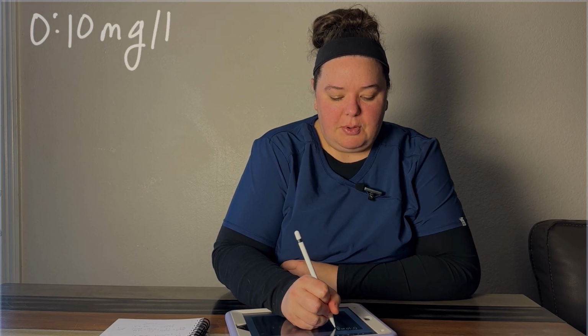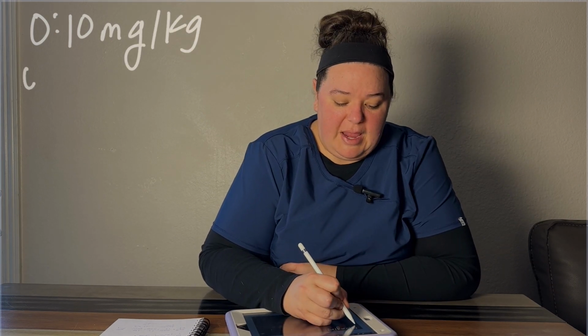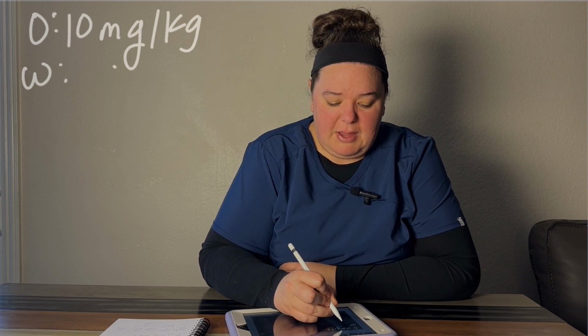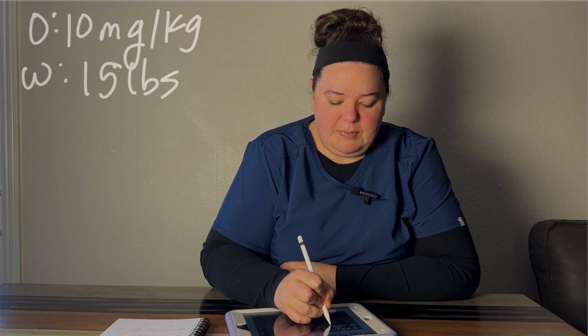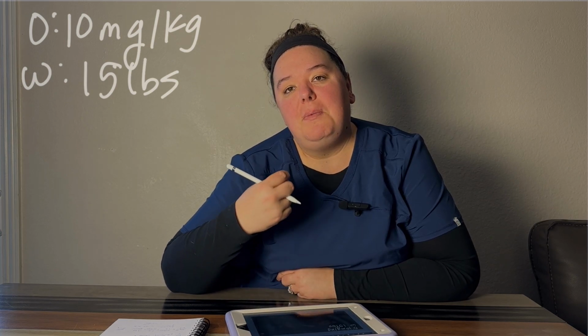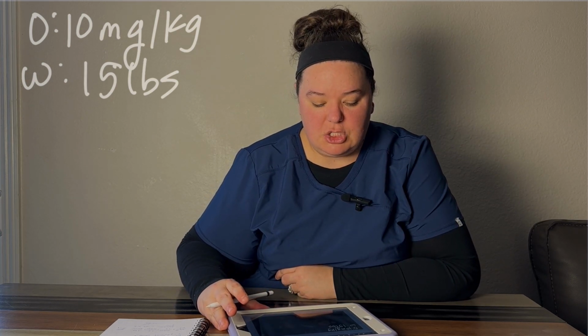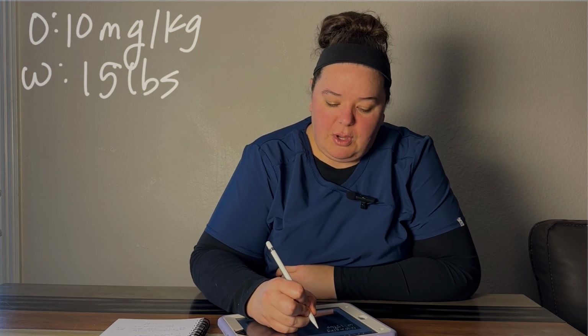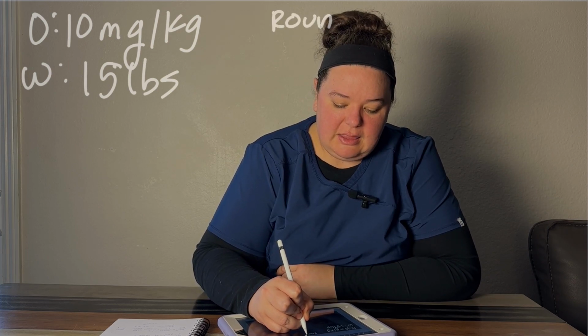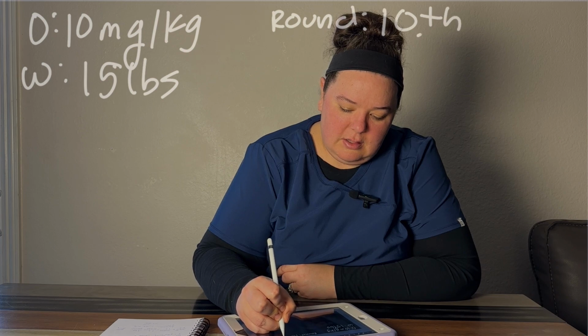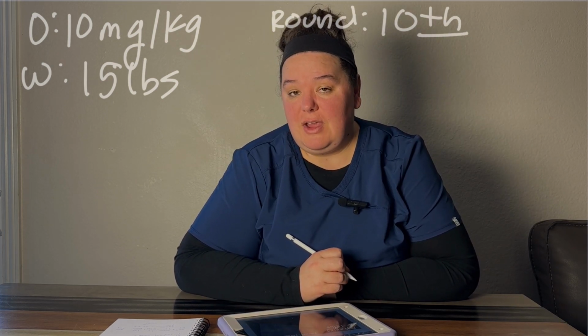So for the first problem, we're going to do a weight-based problem because the first golden rule to start problems is if there's a weight, start with weight. So for the first one, we have an order. Our order is 10 milligrams per kilogram. Our weight of our patient is 15 pounds. And so we're going to be trying to find how many milligrams we're going to give this patient. And for this problem, I want to round to the nearest tenth. So we always want to keep that in mind, and we'll do that at the very end.